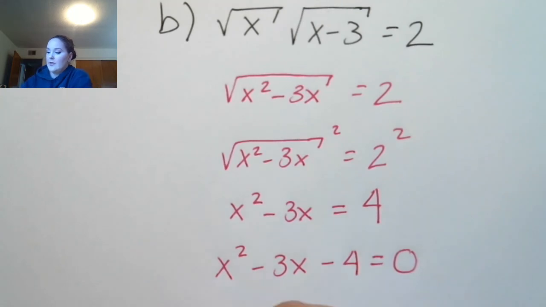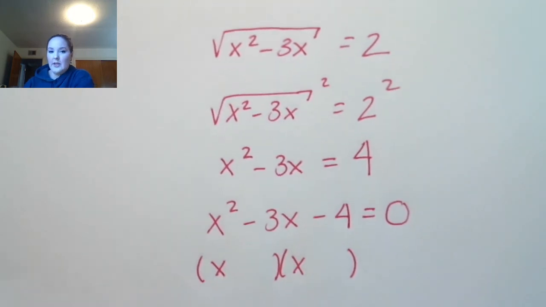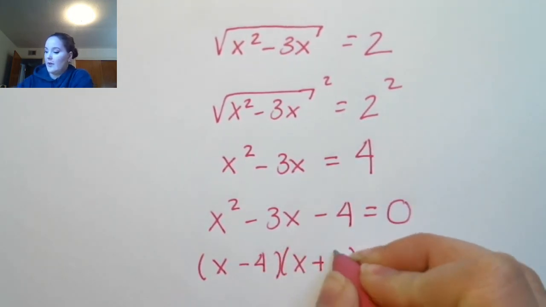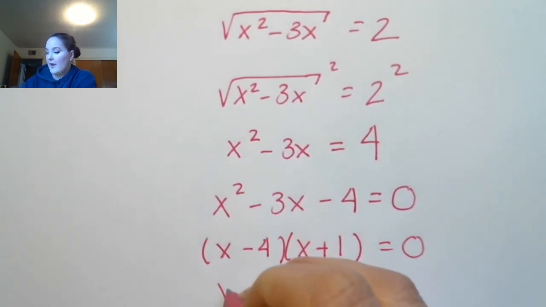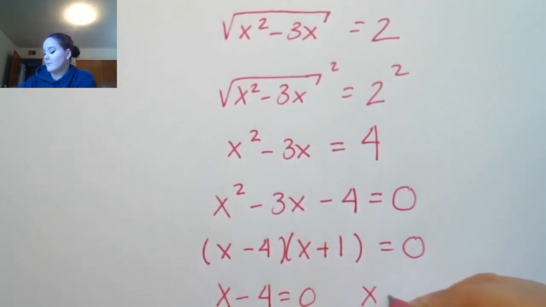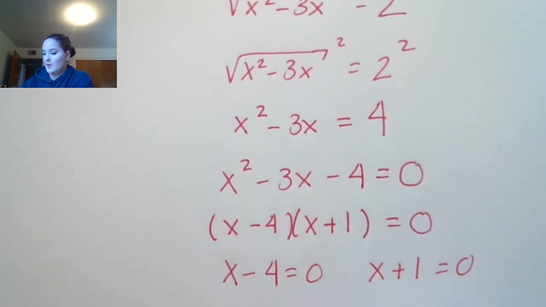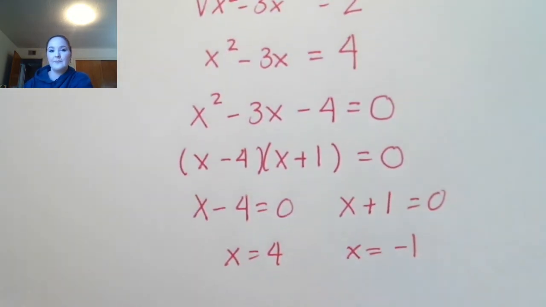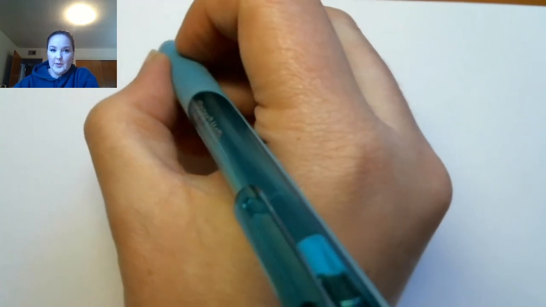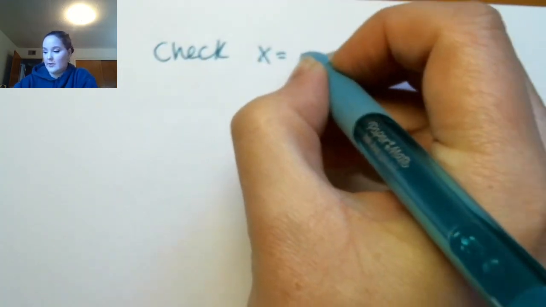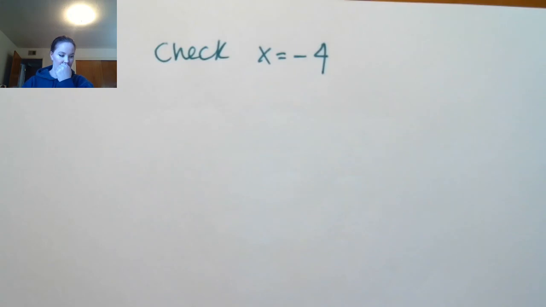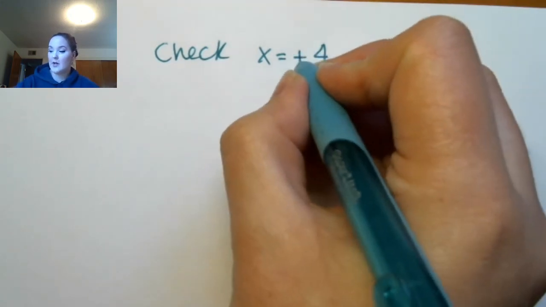Now this does factor. What multiplies to negative 4 and adds to negative 3? It should be negative 4 and positive 1. Set each of my factors equal to 0, and I get two solutions, x equals 4 and x equals negative 1. Now we still have to check these solutions, and we're going to check them in the original equation. So we're going to check x equals negative 4. Oh, sorry, x equals positive 4.